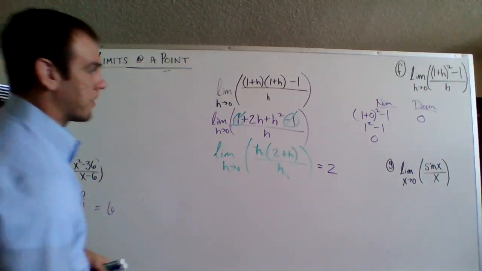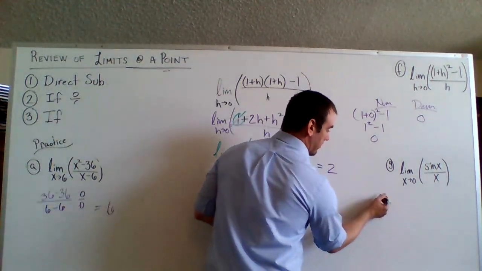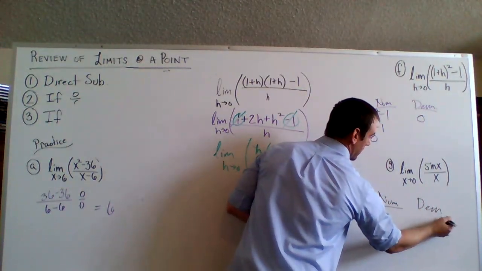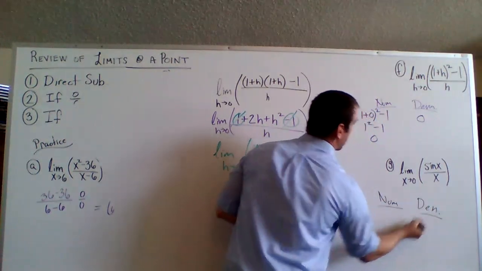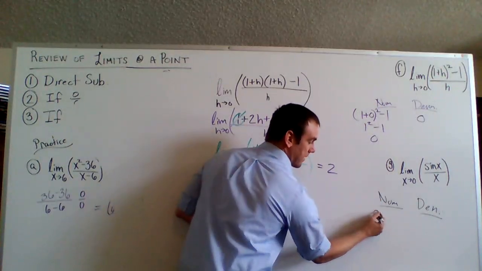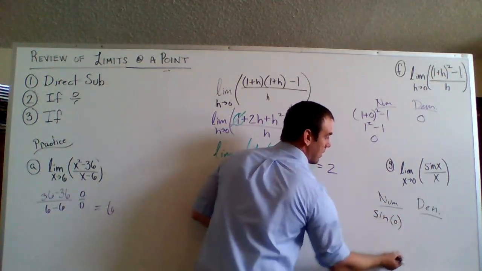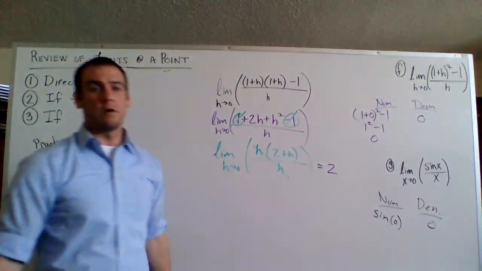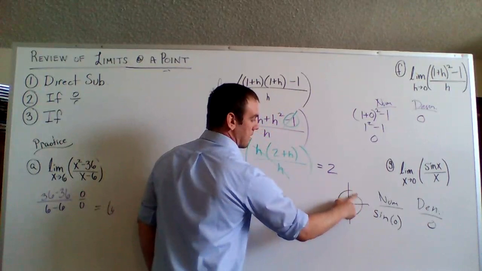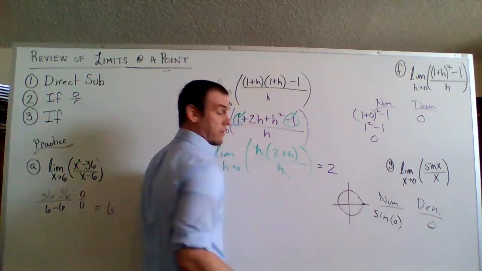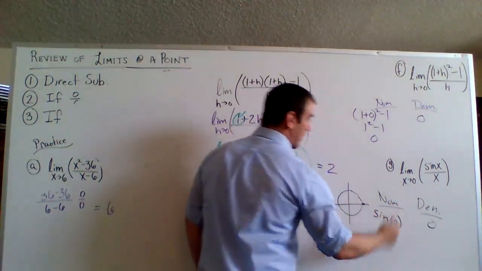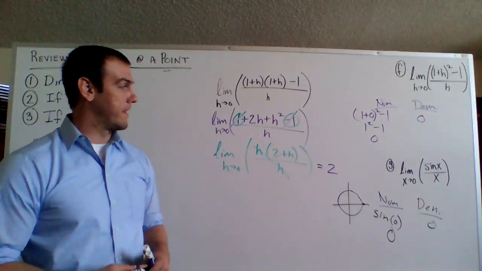All right, so on our last problem, we've got our direct sub again. We got our numerator. We're going to get our denominator. All right, so when we do our numerator denominator, I plug in 0 for x, I get sine of 0. Okay, our denominator is going to be 0. Sine of 0, if you think on the unit circle, okay, 0 is going to give us over here, sine is your y value. Our y value at 0 is 0.